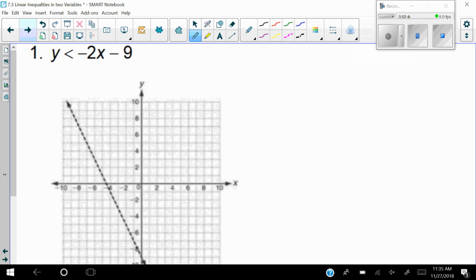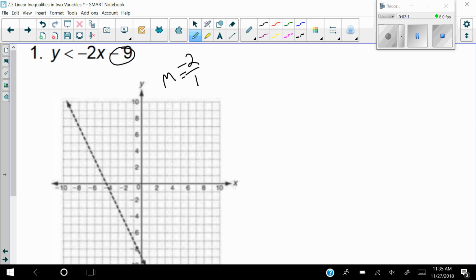In this example, we'll go through the three steps. Step one, solve the inequality for y. Well, it's already solved for y, so we already have that step down. Step two, we want to graph the line and see if you use dash or solid. So my slope here is negative 2 over 1. And my y-intercept is negative 9.